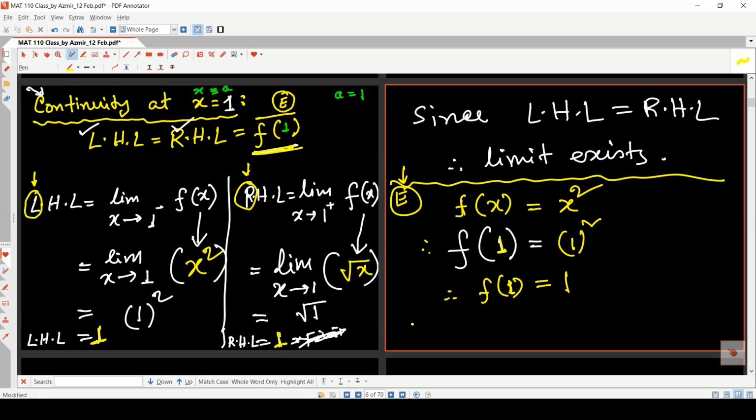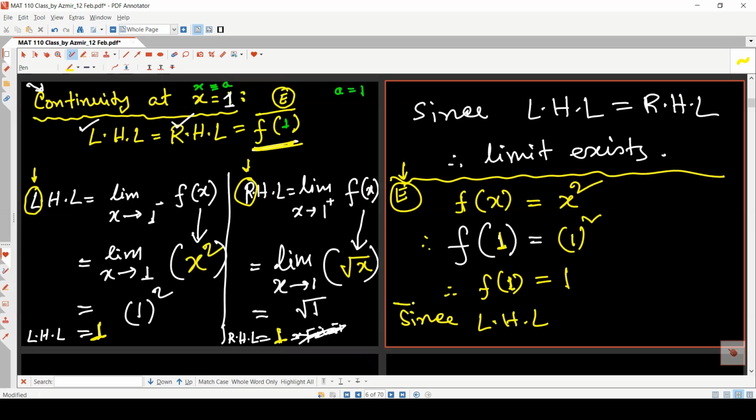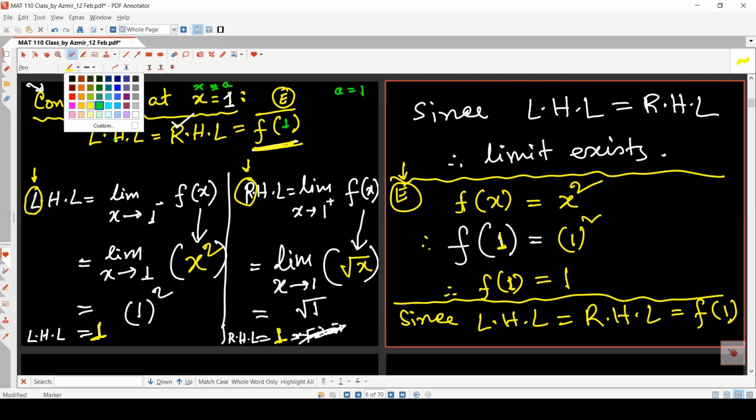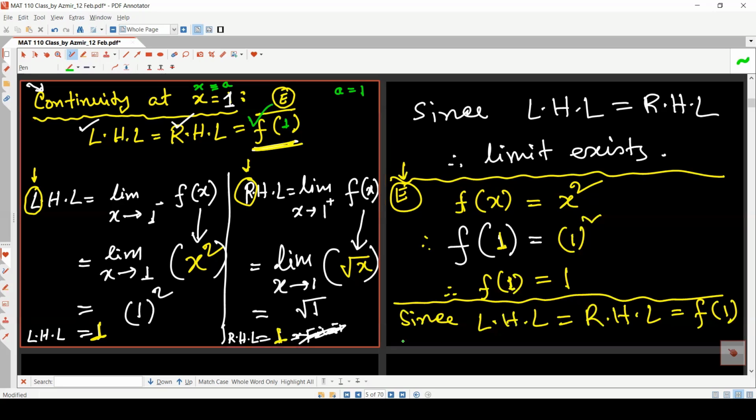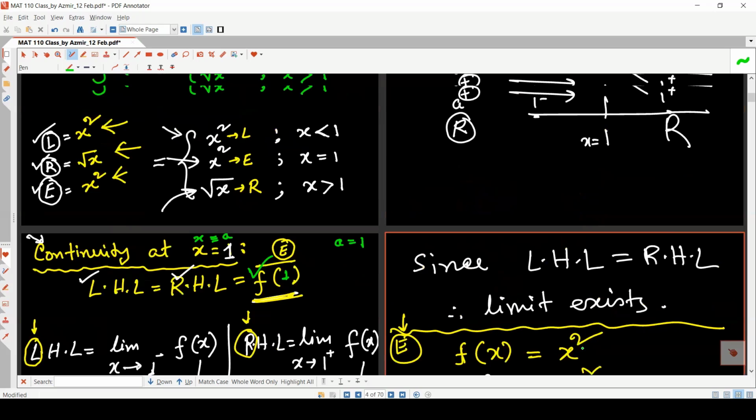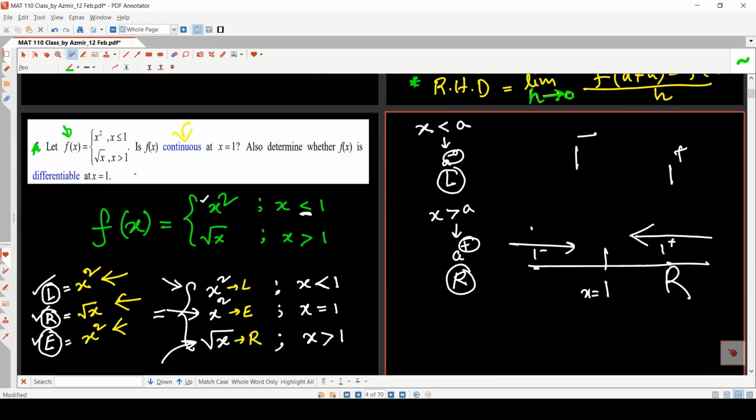So we can see that left-hand limit equals right-hand limit equals functional value at x equals 1. So all these 3 conditions are satisfied. That means we can conclude that the given function f of x is continuous at x equals 1. So half of the total problem is done.